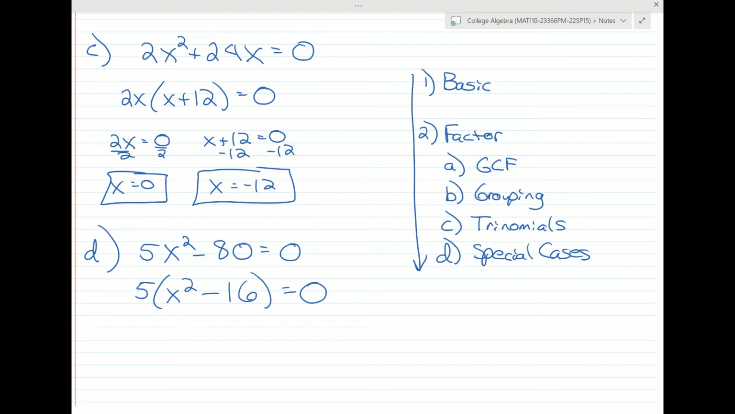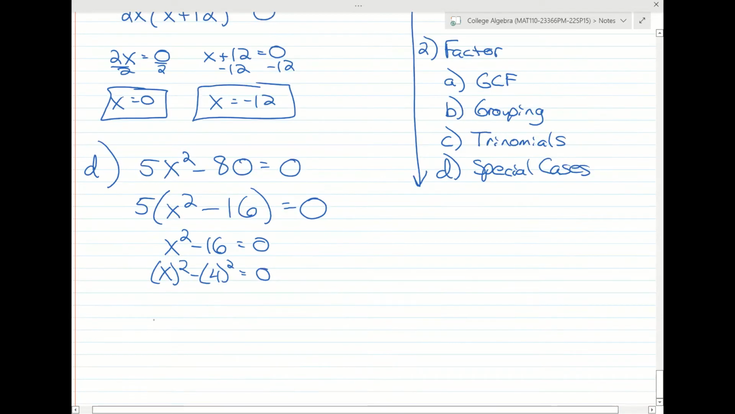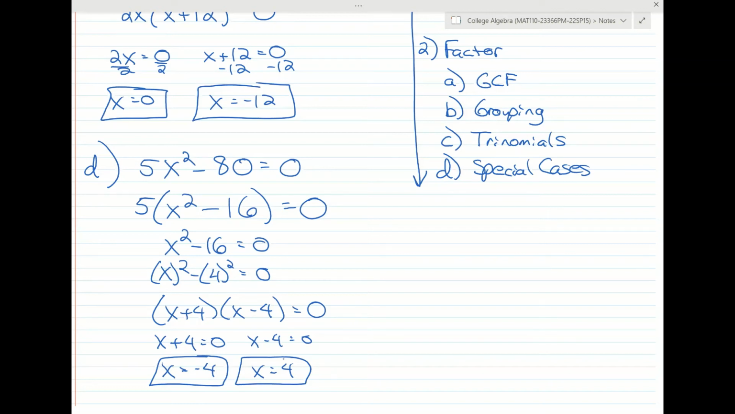Now you want to set the factors equal to 0. So 5 doesn't equal 0. That doesn't make sense. But we could set x squared minus 16 equal to 0. That's the same thing as x squared minus 4 squared. So this is a special case. X plus 4 times x minus 4. If we set those equal to 0, we just get x is negative 4 and x is positive 4. The 5 doesn't matter. We're just looking to solve for x. The 5 in front doesn't matter.